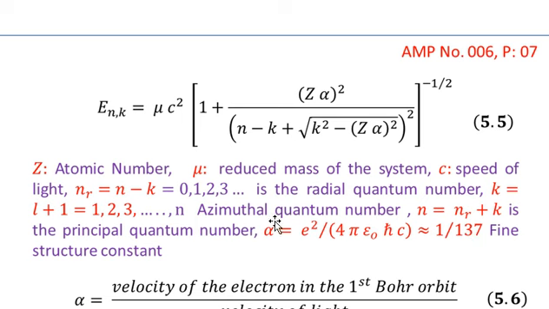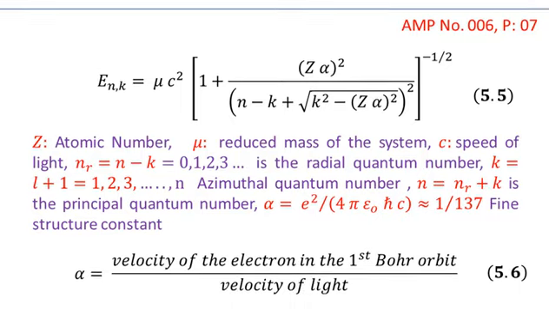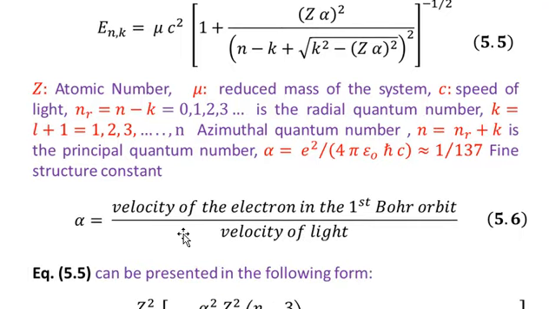So this alpha is referred to as the fine structure constant, because with the inclusion of this alpha in the calculations, we can obtain results related to the fine structure of the spectrum. Now alpha is given by the ratio of two terms, that is, the velocity of the electron in the first Bohr orbit divided by the velocity of light. It has a numerical value equal to 1 over 137.